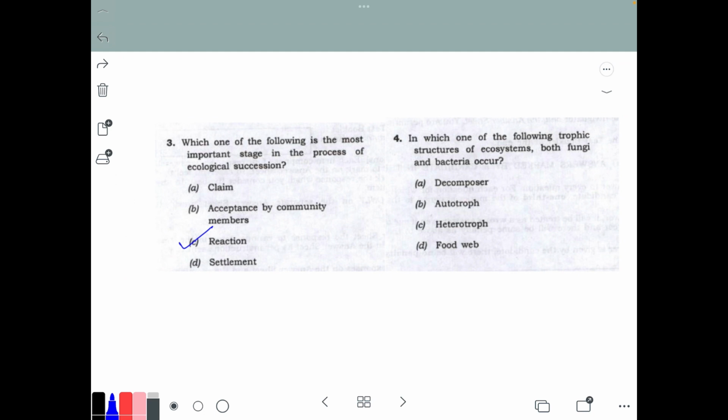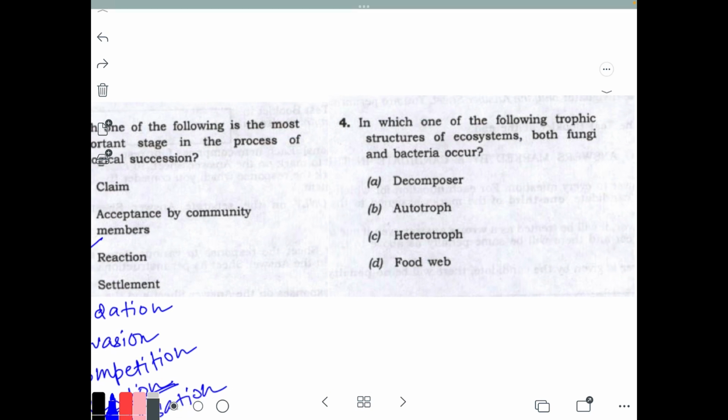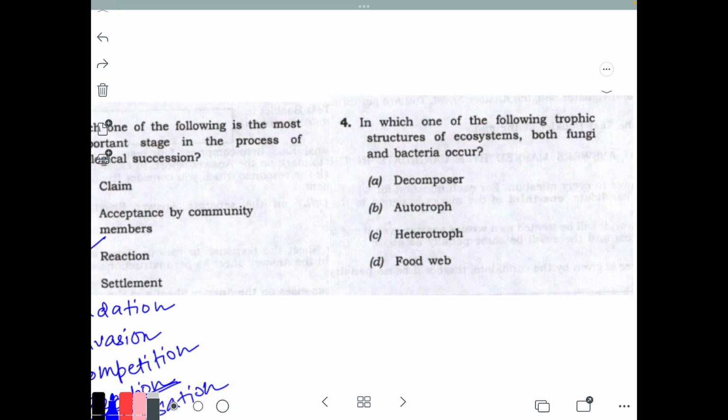Here I forgot to write the 5 stages. I will write it: nudation, invasion, competition, reaction, and finally stabilization. Most important is reaction.